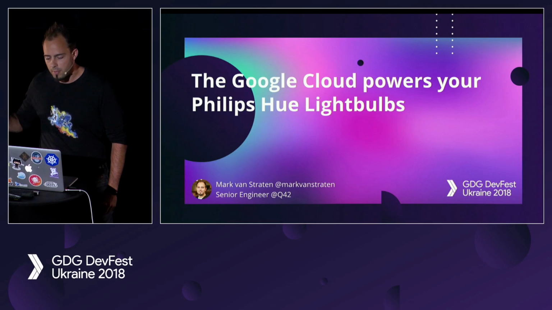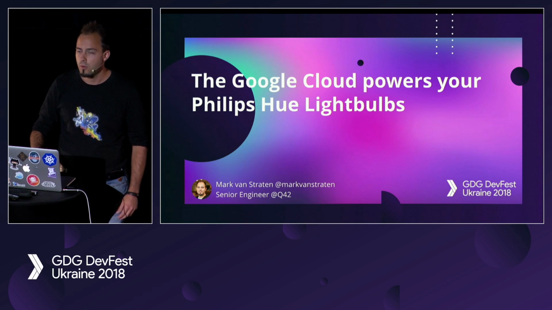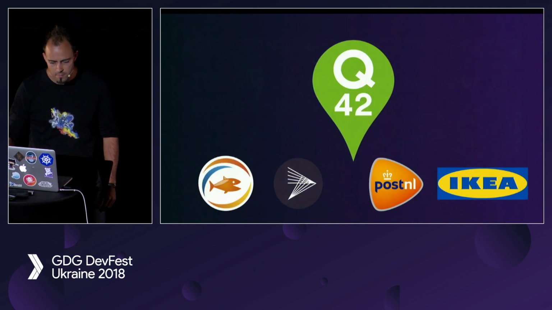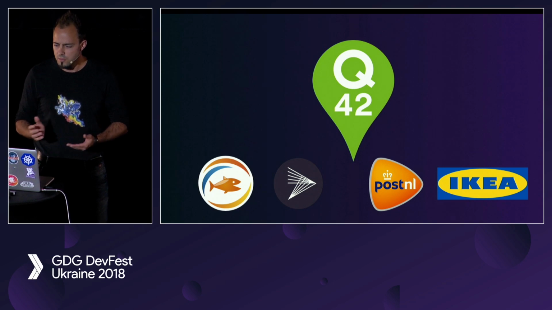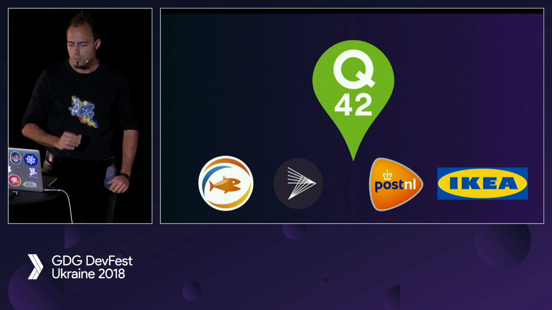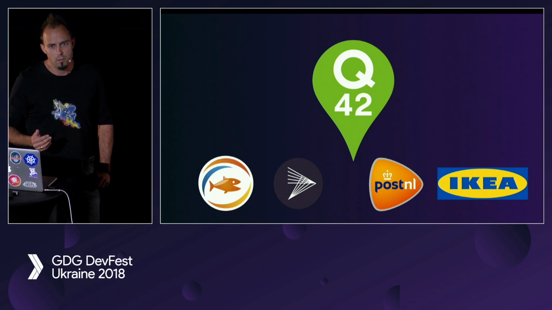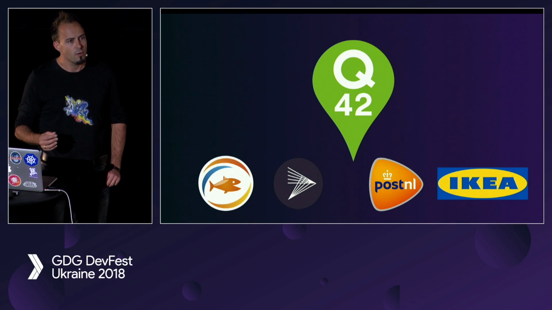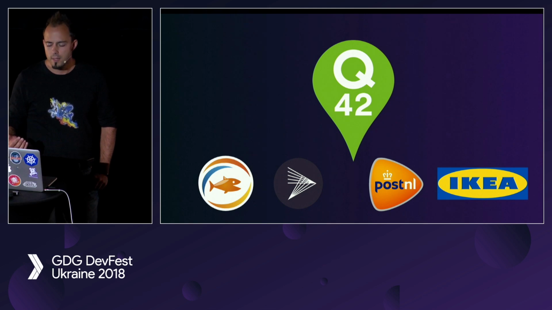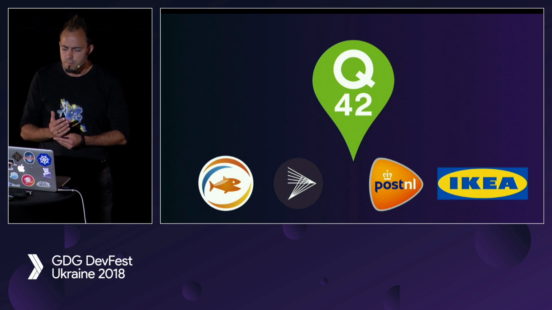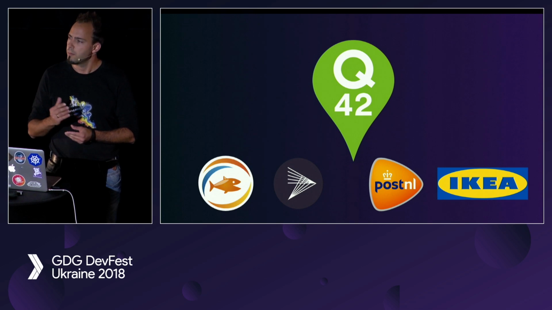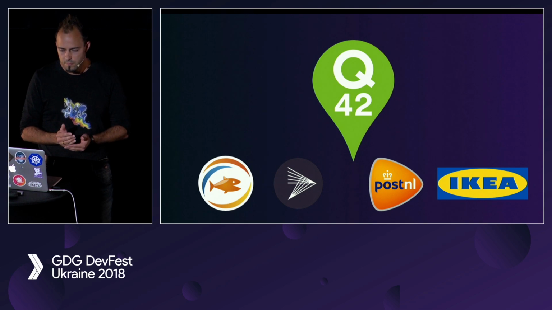Today, we are going to talk about how the Google Cloud powers your Philips Hue lightbulbs. As my host already said, my name is Mark van Straten, and I work at Q42 in the Netherlands. We are a technology agency which takes on all different kinds of projects, from very small, like 2-week prototypes, all the way up to year-long partnerships. As long as our solution is internet connected, we have the capabilities to create them. Or as I'm used to saying, we are a big bunch of nerds who like to make impact, things that make people smile, things like Philips Hue.